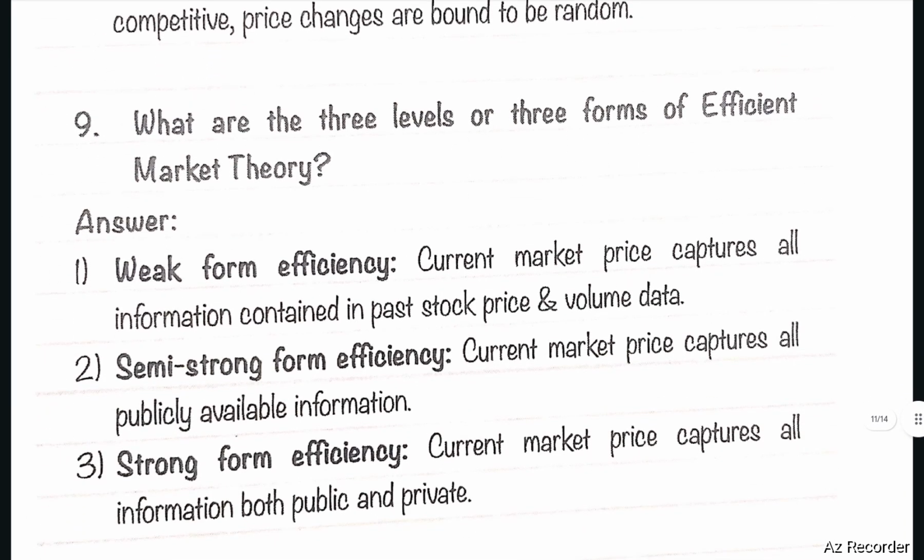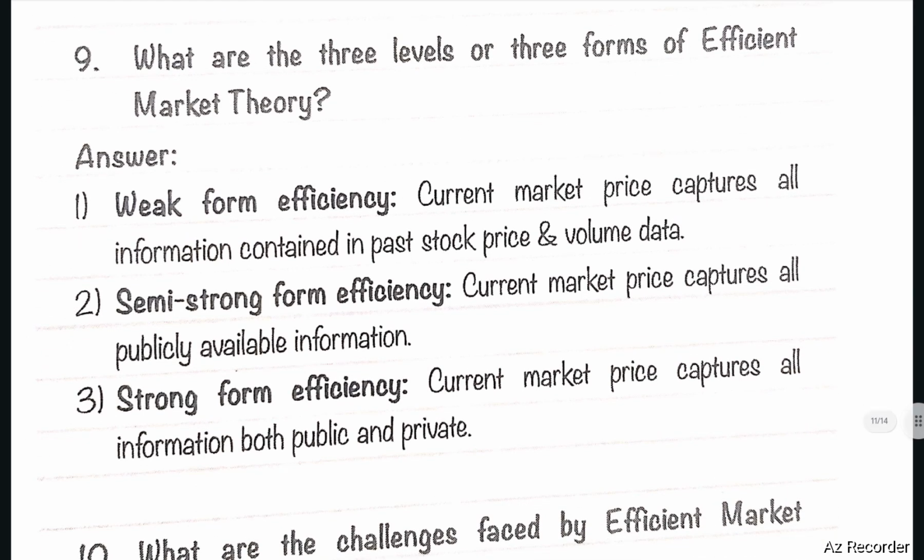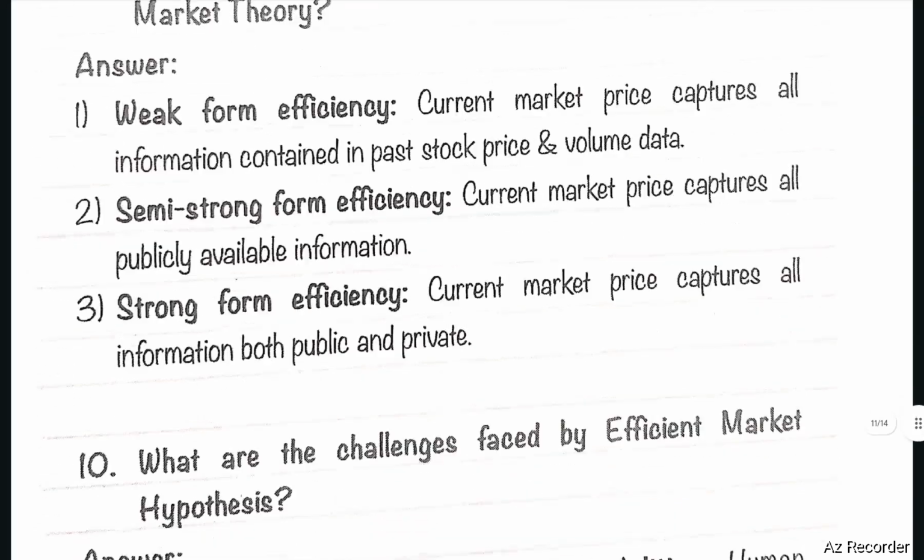What are the three levels or three forms of efficient market theory? First one, weak form of efficiency, semi-strong form efficiency, strong form efficiency. Weak form efficiency: current market price captures all information contained in the past stock price and volume data. Semi-strong form efficiency: current market price captures all publicly available information. Strong form efficiency: current market price captures all information, both public as well as private.